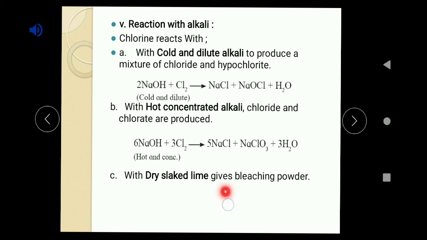Dry slaked lime, that is calcium hydroxide. With calcium hydroxide, chlorine gives bleaching powder. What is the formula of bleaching powder? It is CaOCl2 along with CaCl2 and water. Dry slaked lime, again an alkali, gives calcium oxychloride, that is bleaching powder. So this is all about the reaction with alkali.